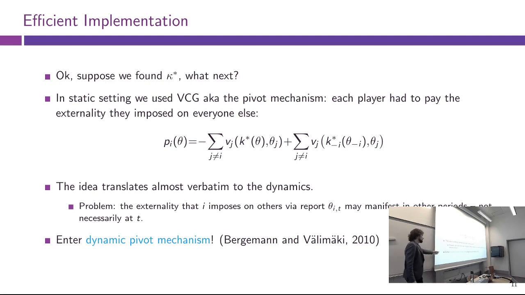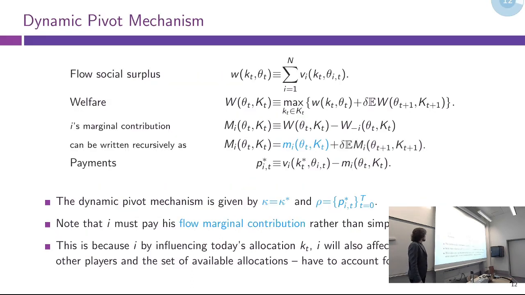And this is exactly what is done in the dynamic pivot mechanism by Bergemann and Välimäki. By the way, all non-underlined references here are available in the survey. I did not bother to link them in the slides directly. So the way that the dynamic pivot mechanism works is as follows. You need to proceed in these four simple steps, as usual.